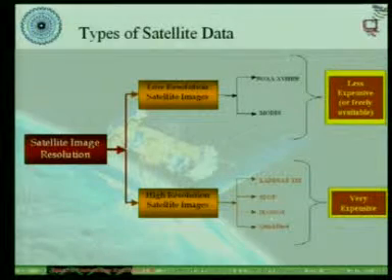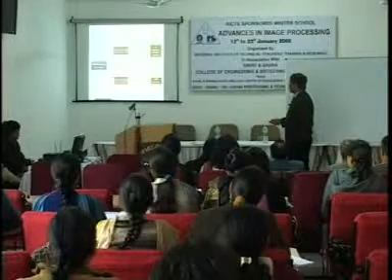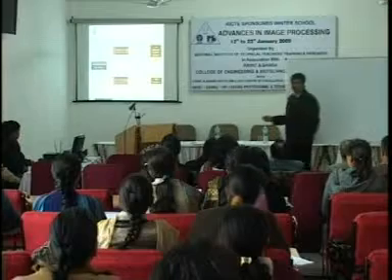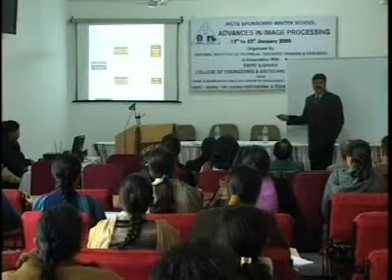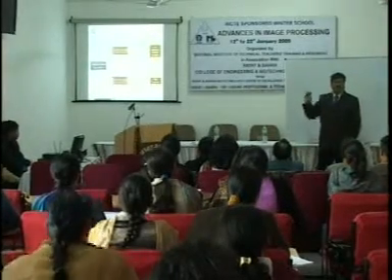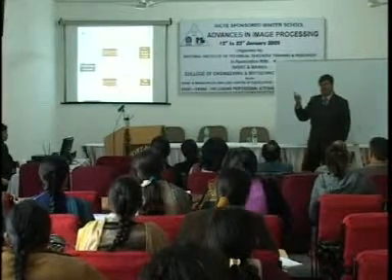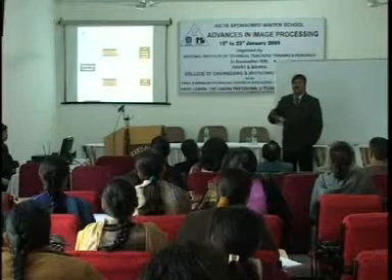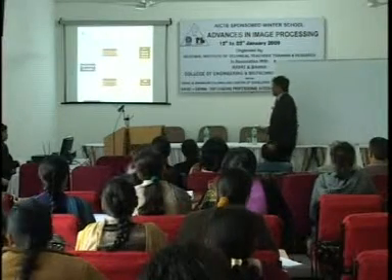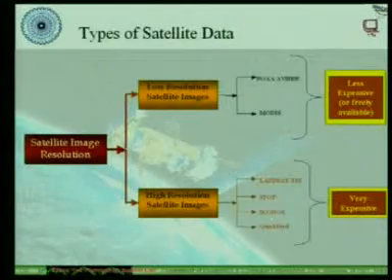And high resolution images are also available, because now India's Cartosat is one of the best high resolution satellites, and the resolution is in centimeters. But the cost of one image is 1 lakh rupees. So it is not possible to purchase more than 12 images for a year and all other things. So it is very expensive.